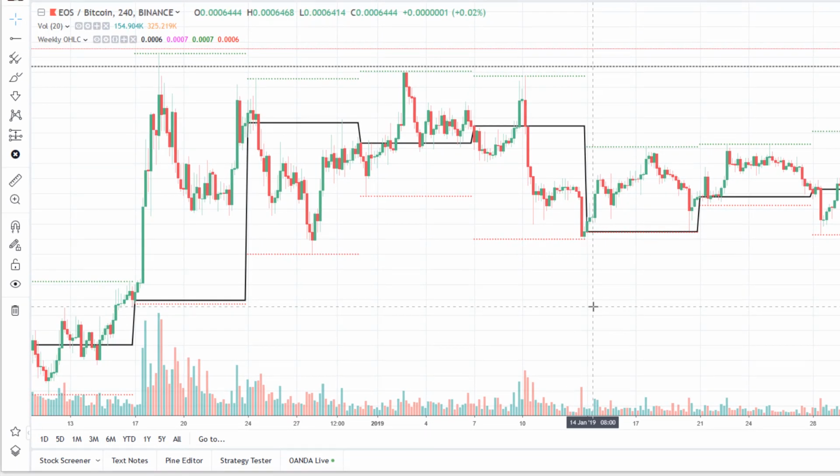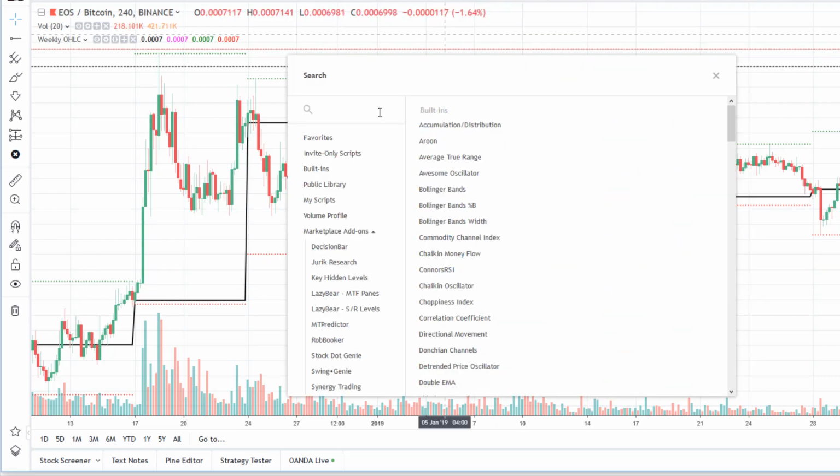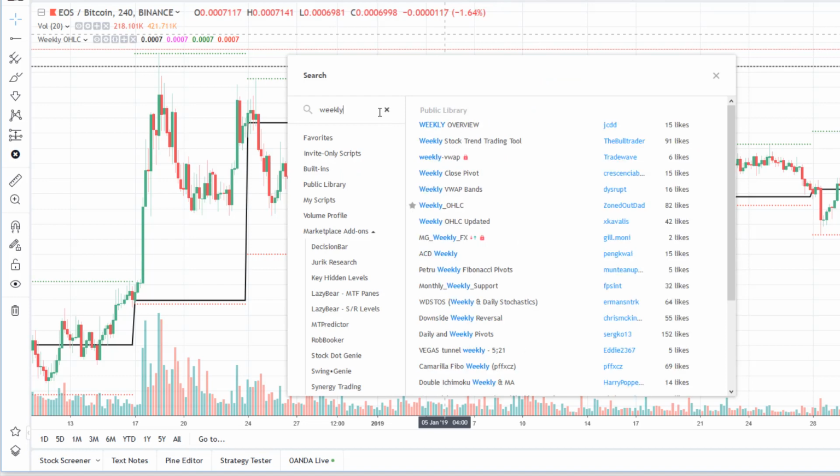First up, the indicator is linked down below. The other way you can add it to your chart on TradingView is to go to indicators and search for weekly. Then this one here with my username, Weekly OHLC updated. I did update the zoned out dad indicator because I wanted to add a lot of customization, some alerts and some different things that the base indicator does not have.